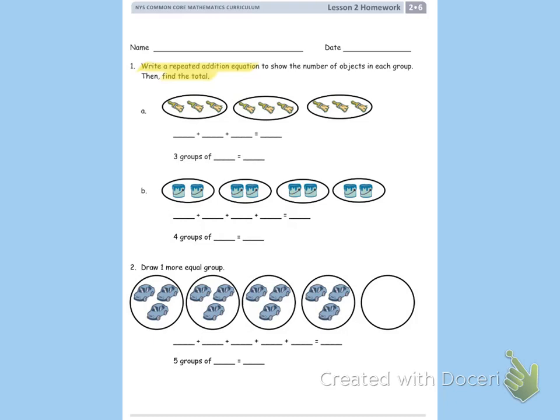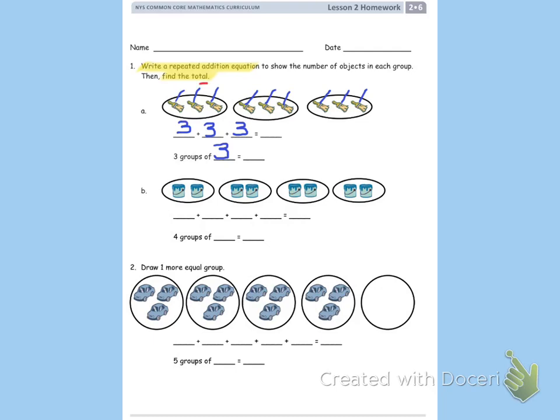Well, the first group has 1, 2, 3. So I'll put a 3 here. The second group has 1, 2, 3. I'll put another 3 here. And the third group has 1, 2, 3. And another 3 goes there. So what we have is 3 groups of 3 paintbrushes. So how much is 3 groups of 3 paintbrushes? That's what goes on the next line.